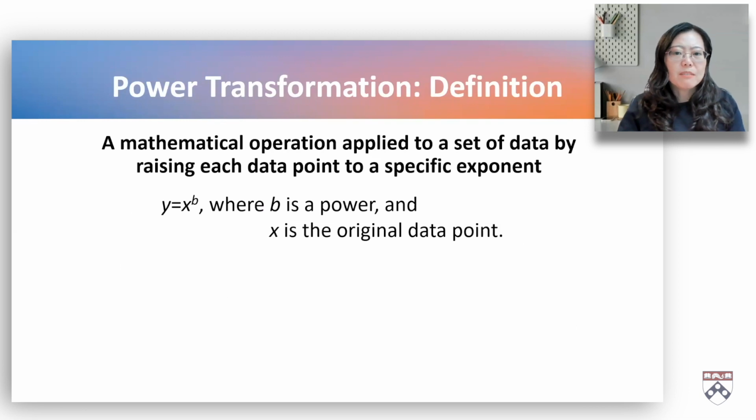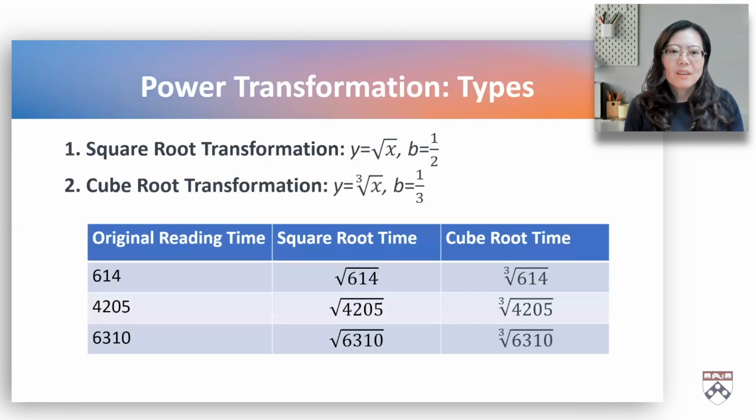A power transformation is a mathematical operation applied to a set of data by raising each data point to a specific exponent. The general form of a power transformation is given by y equals x to the power b, where b is an exponent and x is the base, the original data point. The frequently used power transformations include square root transformation and cube root transformation. This is an example of the reading time variable, showing both the original time and the transformed time.